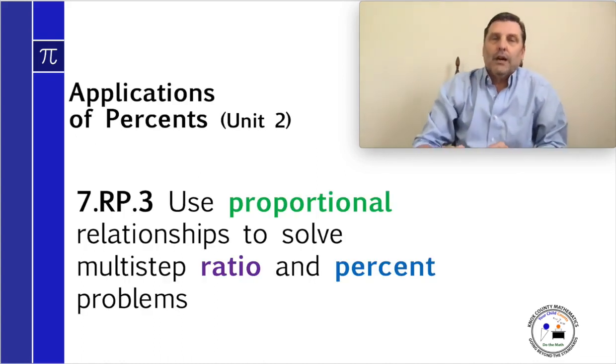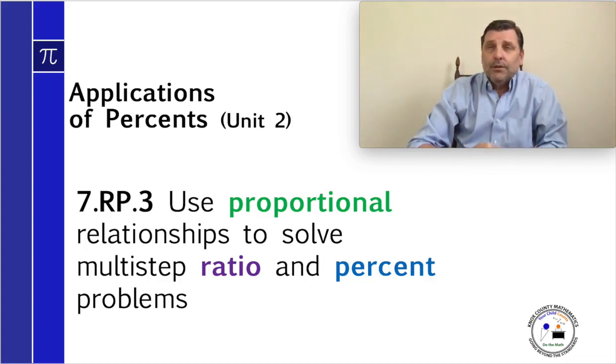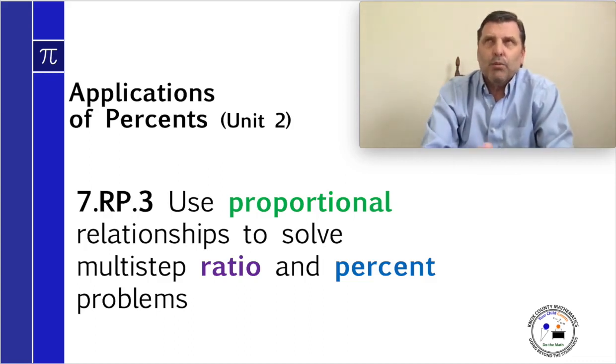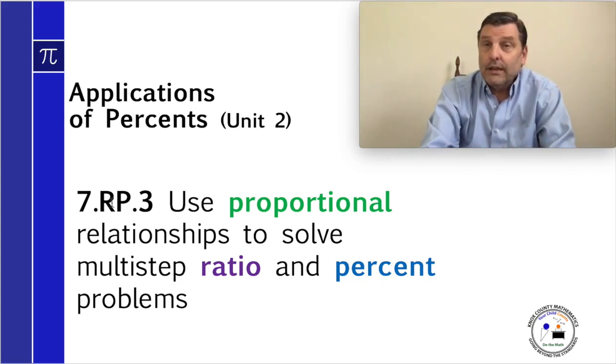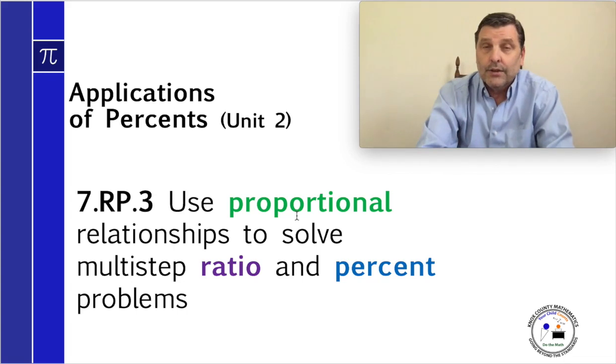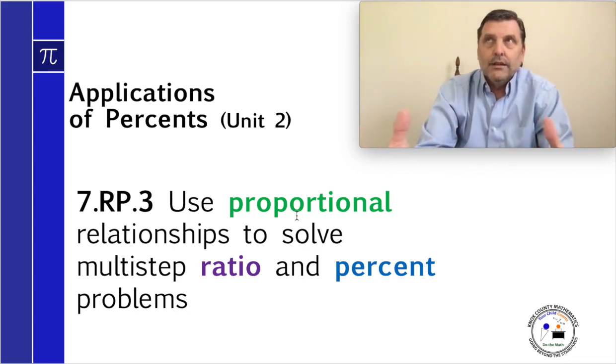As I mentioned, this week's topic is applications of percents. It comes from Unit 2 in your 7th grade curriculum, probably worked on it somewhere around Christmas time. The standard we're going to work with is 7.RP.3, 7th grade, RP, ratios and proportions, and the third standard in that cluster. It's stated, use proportional relationships to solve multi-step ratio and percent problems. Those three words are in different colors. That's our key vocabulary that we'll need to work with and allude to during this task.